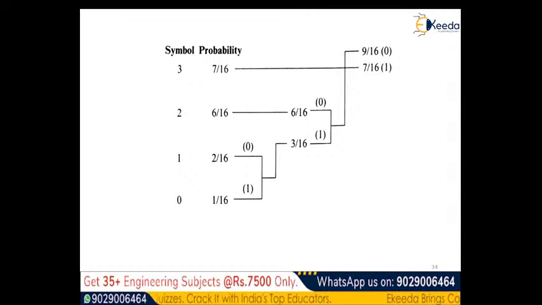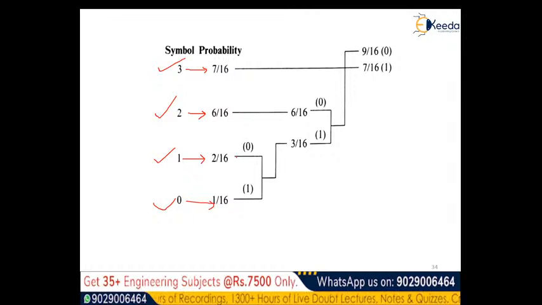So in the decreasing order, we have the first entry with the value 3, the second entry with the value 2, the third entry with the value 1, and the fourth entry with the value 0. The corresponding symbol probabilities we denote as follows: for the 3 it is 7 by 16, for the 2 it is 6 by 16, for the 1 it is 2 by 16, and for the 0 we have 1 by 16.